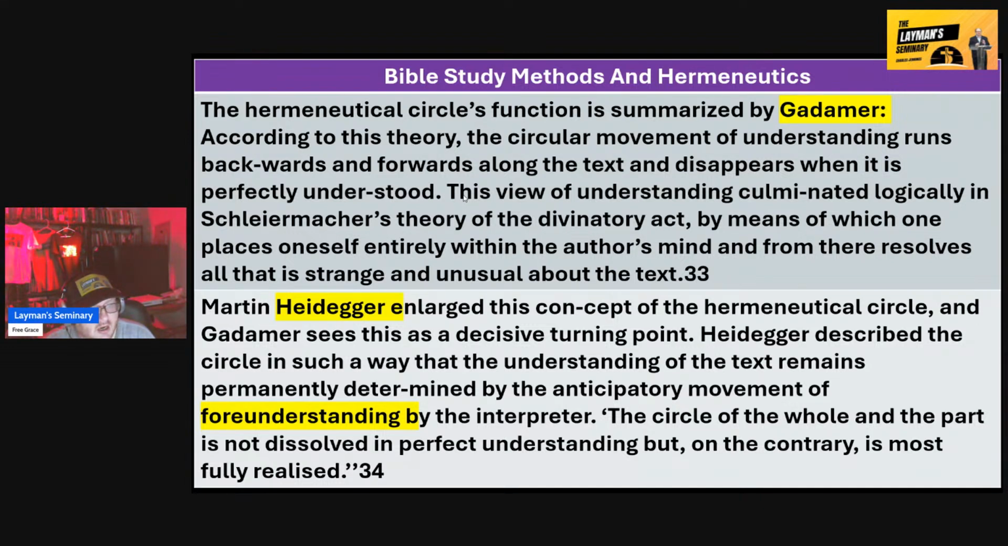Martin Heidegger enlarged this concept of the hermeneutical circle, and Gadamer sees this as a decisive turning point. Heidegger describes the circle in such a way that the understanding of the text remains permanently determined by the anticipatory movement of foreunderstanding by the interpreter, or pre-understanding. The circle of the whole and the part is not dissolved in perfect understanding, but on the contrary, is most fully realized.